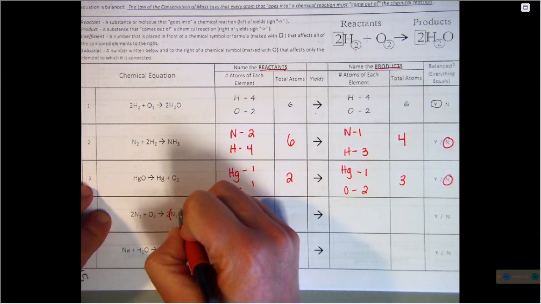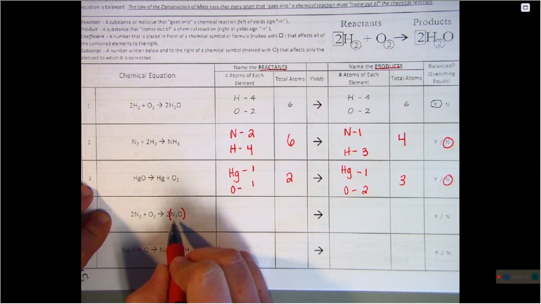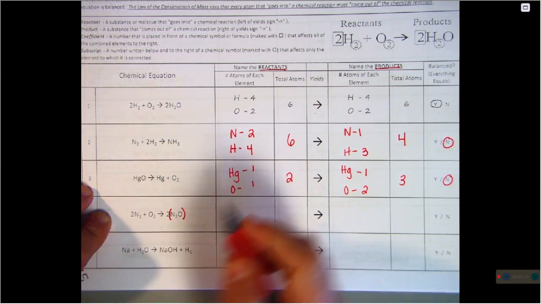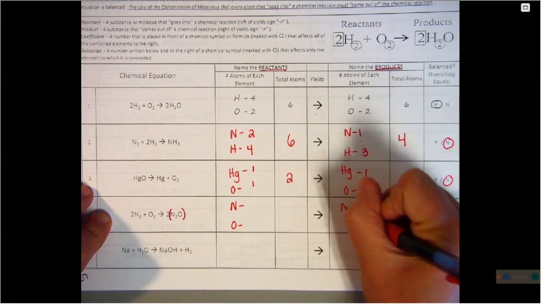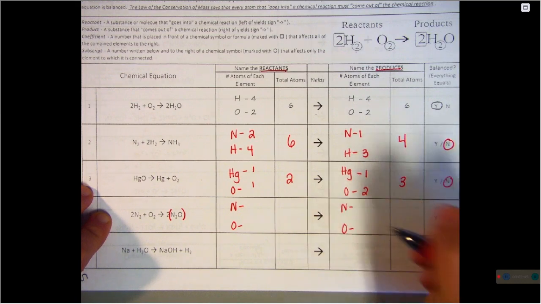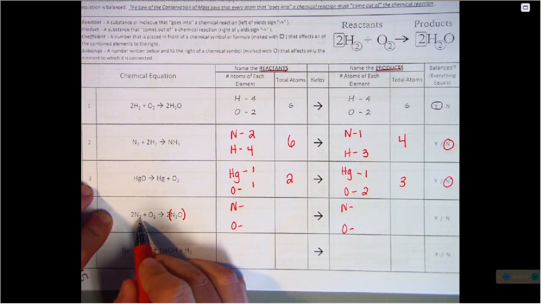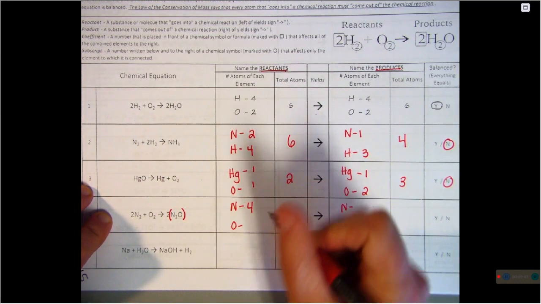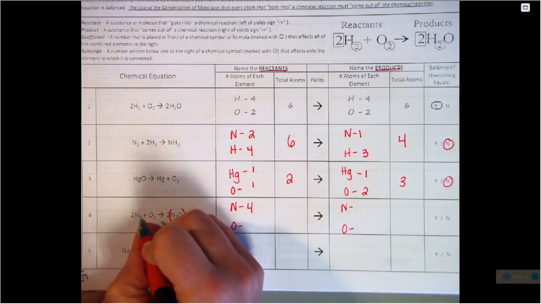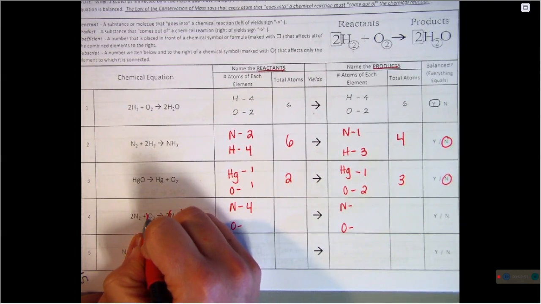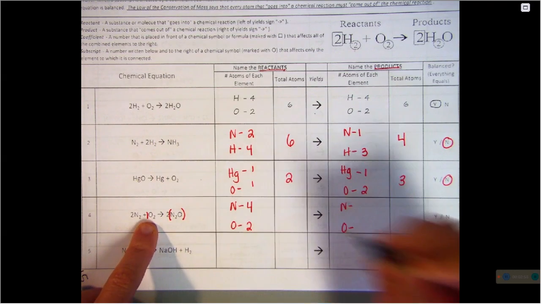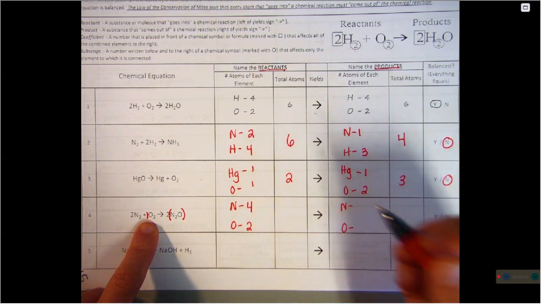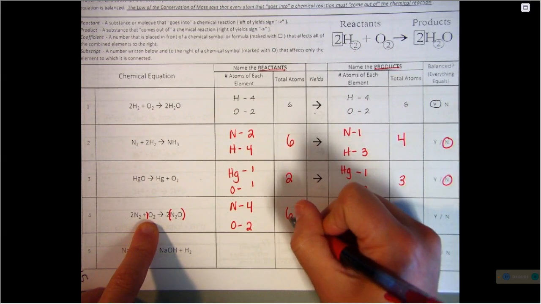So right here, you could imagine all of this is touching. There are no spaces. This 2 is going to apply to everything here. So right here, I have nitrogen and oxygen on either side. 2 times 2 is 4 nitrogens. Right here, imagine I just have a coefficient of 1. 1 times 2 is 2 oxygens. That means on this side of the equation, I have 6 total atoms.